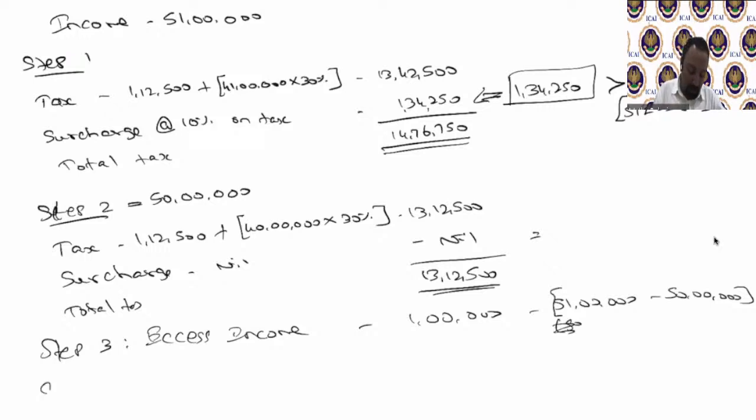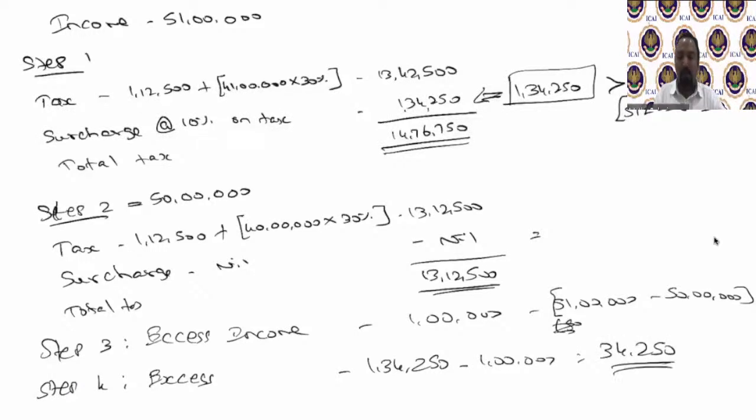So now step 4 is where you calculate marginal relief. Marginal relief is nothing but you calculate the excess. So what will it be? It will be 1,34,250 minus 1 lakh. So that will be 34,250. You reduce this before calculating the cess itself. So your surcharge will be reduced by 34,250. So your marginal relief is 34,250. Your surcharge is 1,34,250, so the actual surcharge becomes 1 lakh.